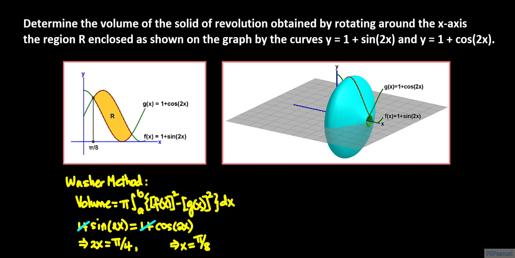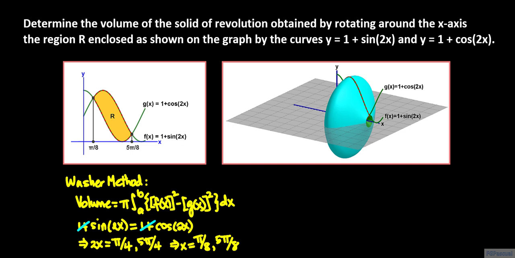The next positive angle whose sine equals its cosine will be in the third quadrant, where both sine and cosine are negative. This time 2x equals 5 pi over 4. Therefore x equals 5 pi over 8.